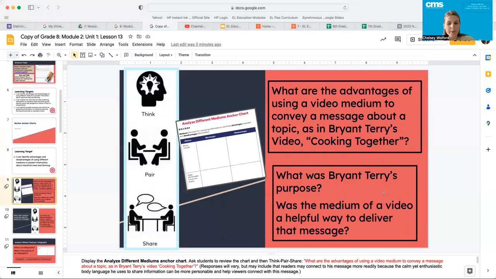All right, guys. Today we're going to be working with this analyze different mediums anchor chart. We're always going to be referring back to it, but what we're going to do today is a little bit different. We're going to have some think, pair, share. So find your elbow partner, and I've got a couple questions I want you guys to go through. What are the advantages of using that video that we had, Cooking Together, as a medium to convey a message about a topic? That's your first question. Second question, what was Bryant Terry's purpose? And lastly, was the video a helpful way to deliver that message? So go ahead and have some think, pair, share conversations, pause the video, and then we'll come back together in just a few moments.